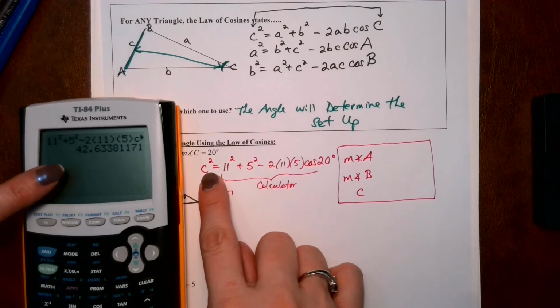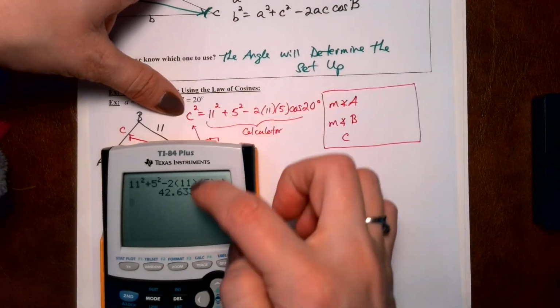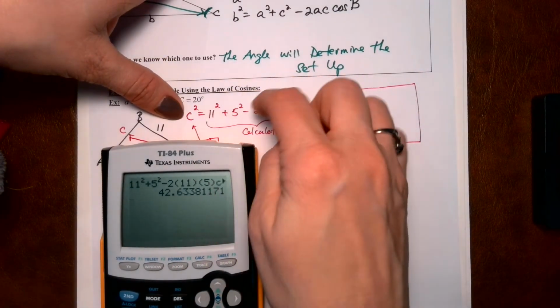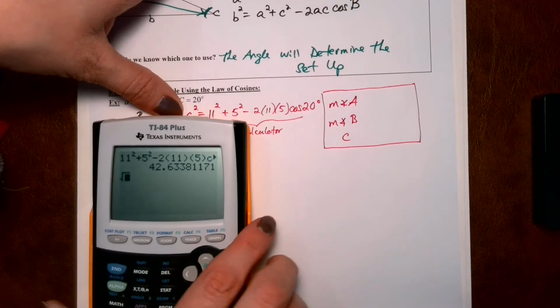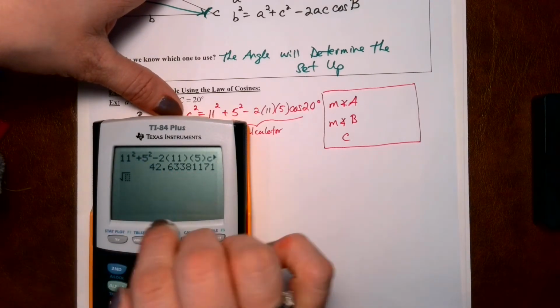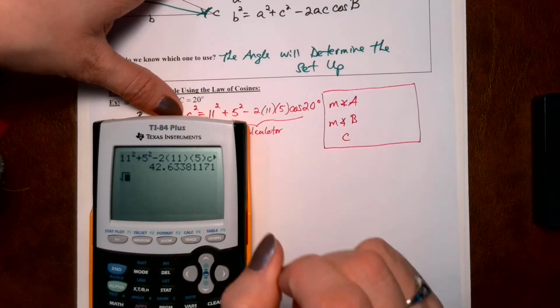But that is c squared. So how are we going to figure out just c? We would have to square root both sides. So I'm going to square root, and you have to make sure that you get the entire answer. Don't just type in this many decimals. There's more decimals behind the scenes that you don't have.